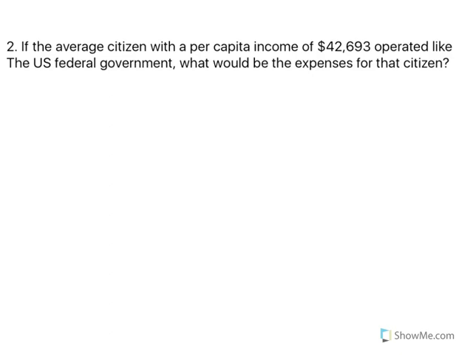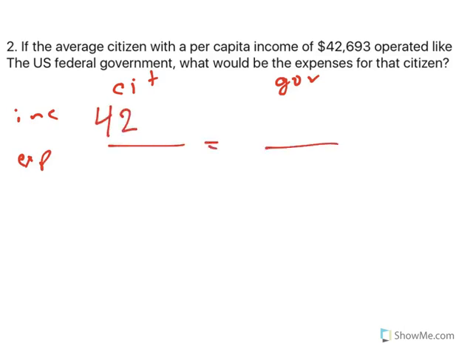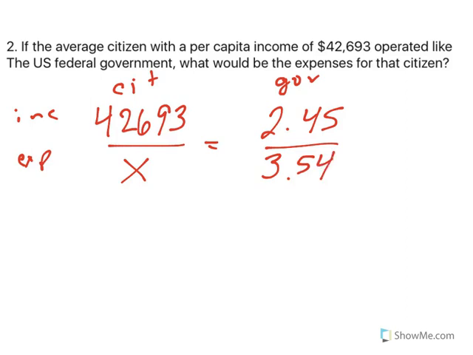Okay, so now we're thinking citizen versus the government, and we're talking income to expenses. Well, for the citizen, they have an income of $42,693, and we're trying to figure out the expenses for that citizen. Well, the government has income of $2.45 trillion and expenses of $3.54 trillion. Now, again, since both of those governmental numbers are in trillions, we don't have to put them on there. They would cancel out.